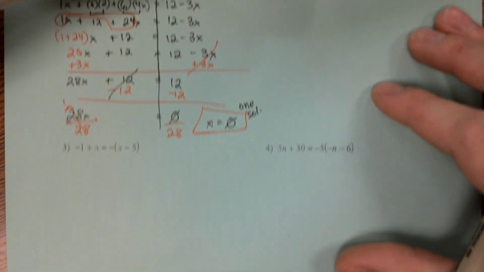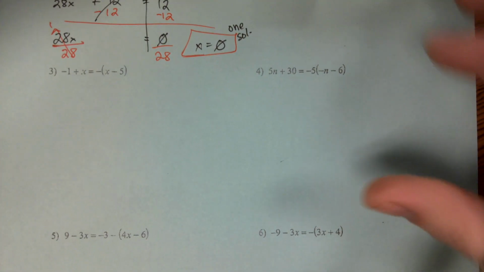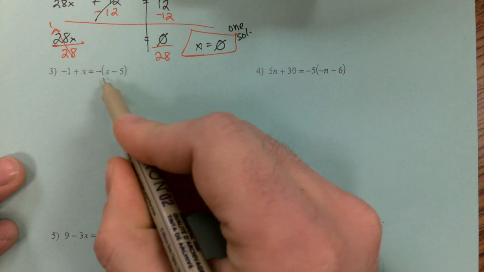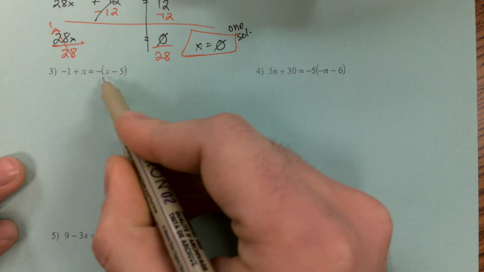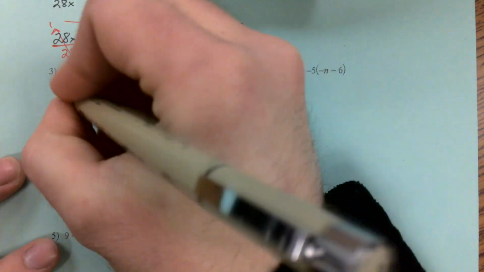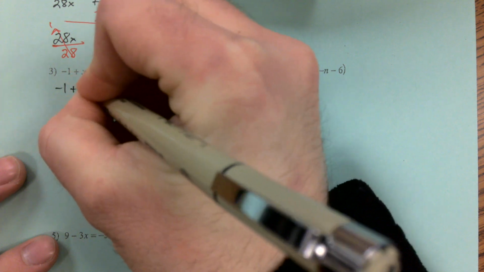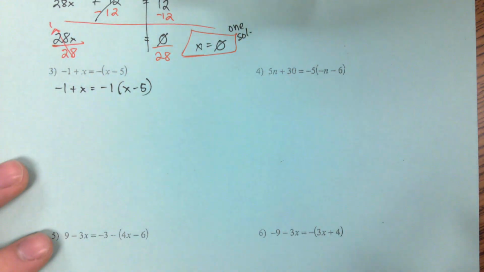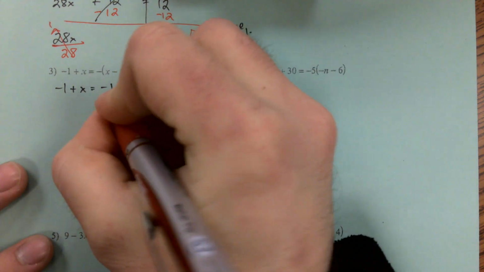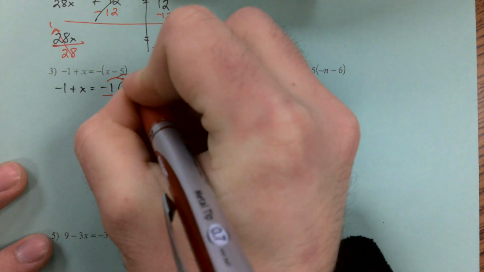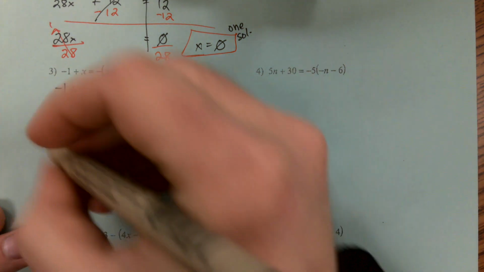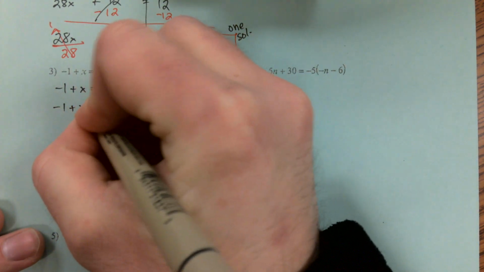Let's take a look down at number 3. So number 3 is a little bit tricky because we have a negative sign in front of this grouping here. And really what that is is a negative 1 out in front. So we're distributing negative 1 to the x and to the negative 5. Left side stays the same.